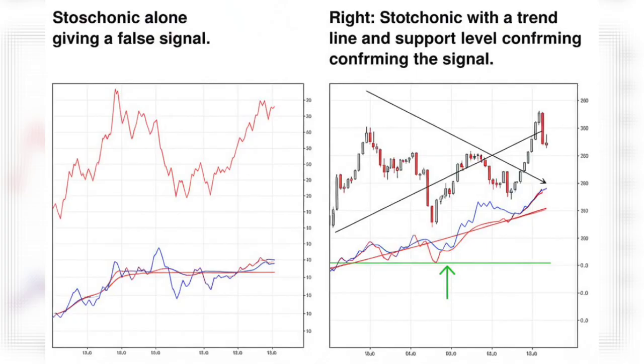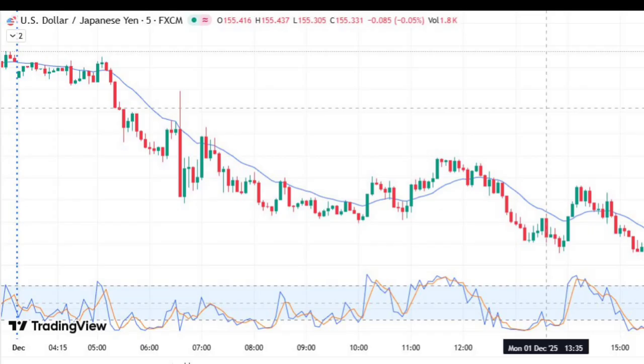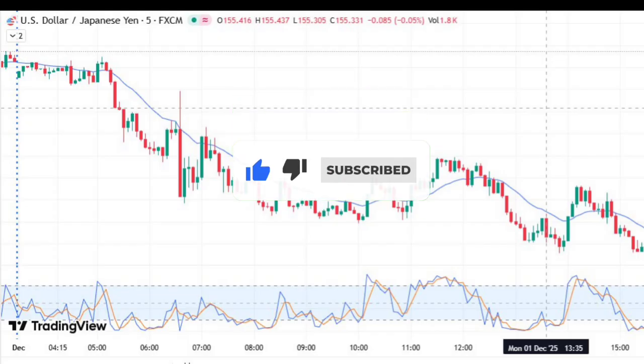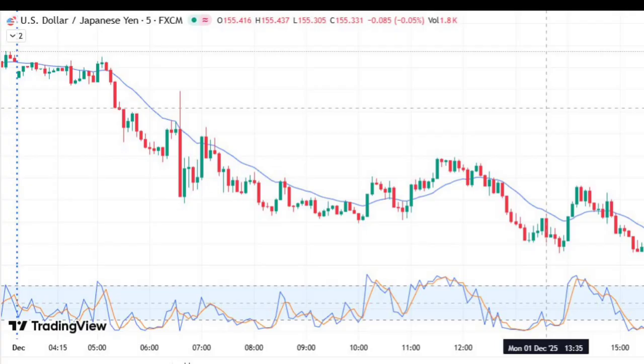You could know all that and still fail. This is the master key. The stochastic is a supporting actor, not the lead. You must filter its signals with trend direction. Use a simple 20-period or 50-period EMA on your main chart. In an uptrend, only take long stochastic signals. Ignore overbought readings. In a downtrend, only take short signals. Trend is your filter number 1.